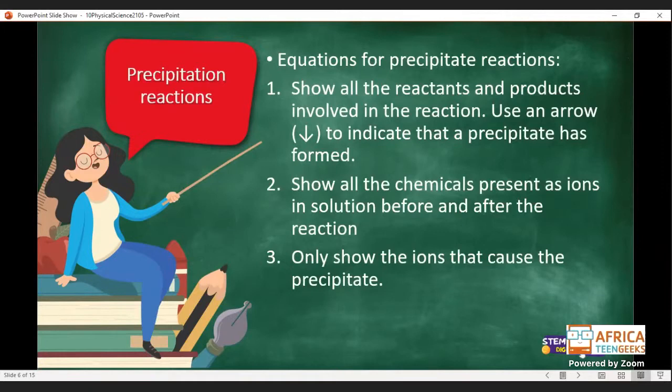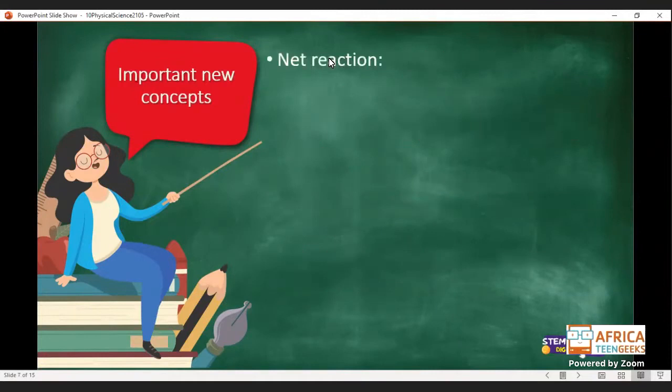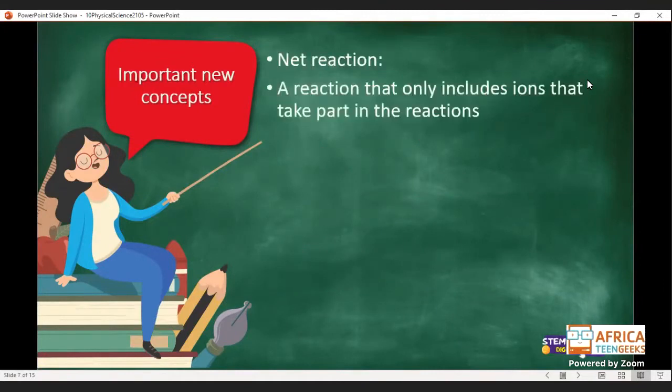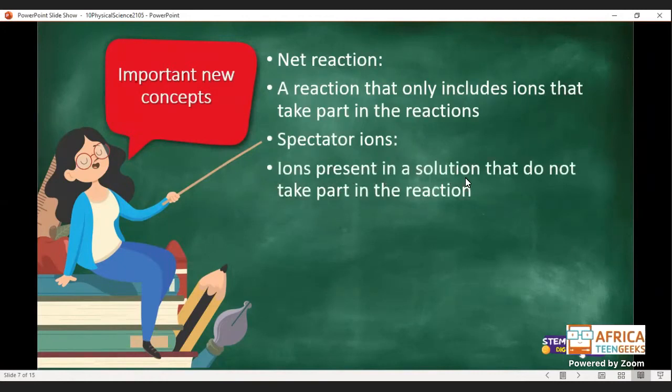So let's look at those two definitions. All right. The net reaction is a reaction that only includes ions that take part in the reaction. So for a precipitation reaction, we're only going to write the ions that cause the precipitate, which means we exclude the spectator ions. And the spectator ions are the ions that do not take part in the reaction.